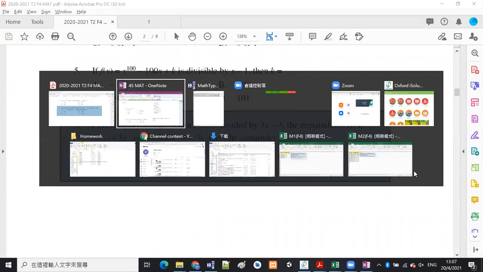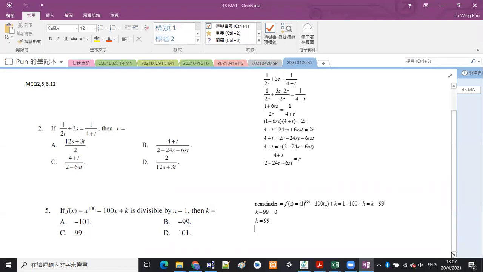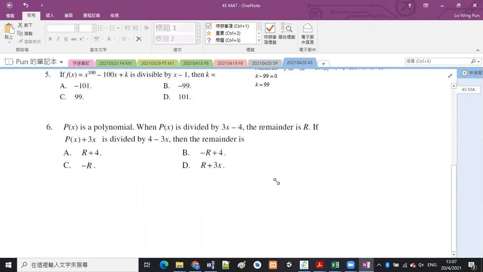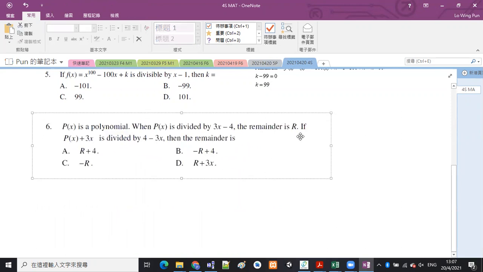Number 6. So px is a polynomial. When px is divided by 3x minus 4, the remainder is r, capital R.